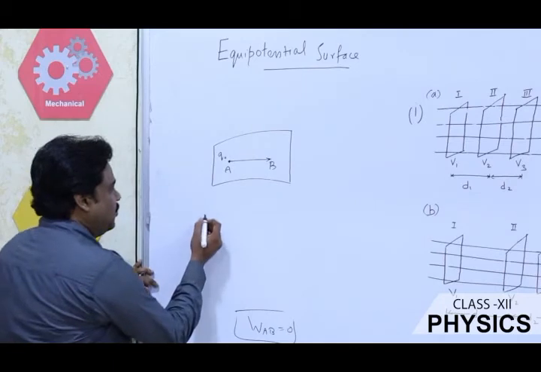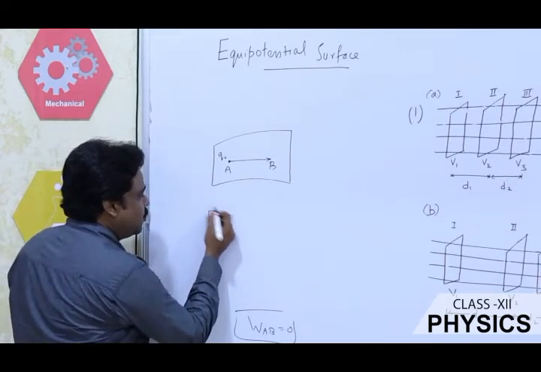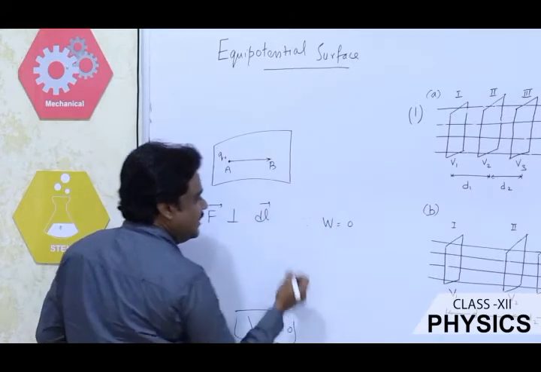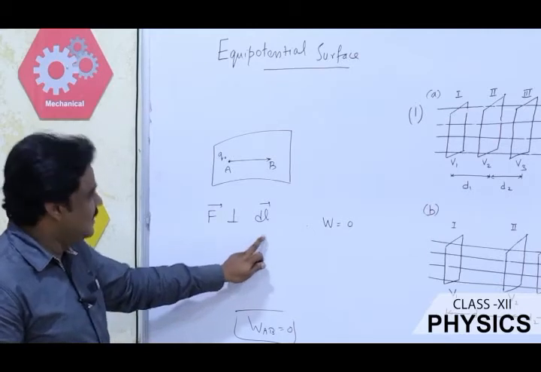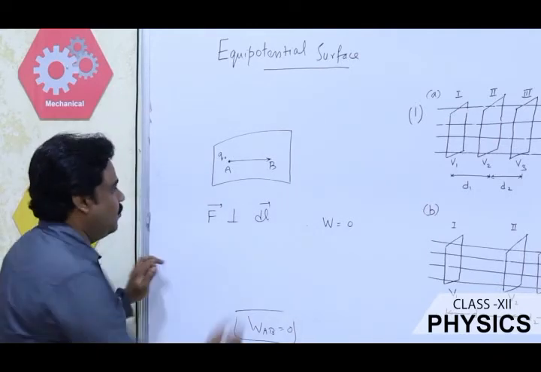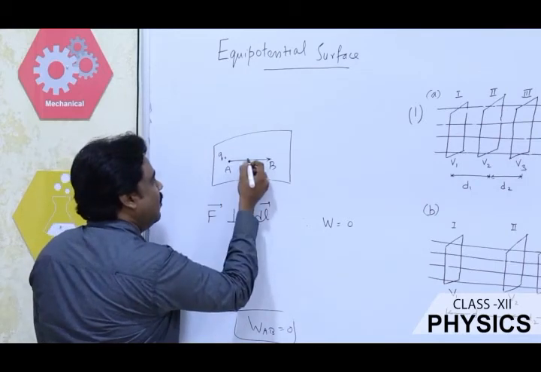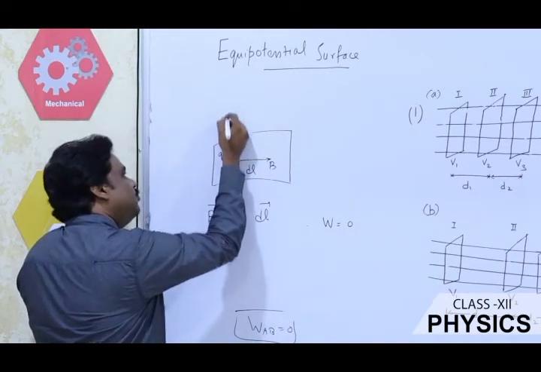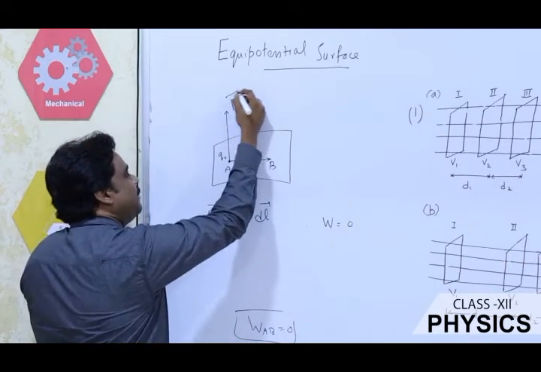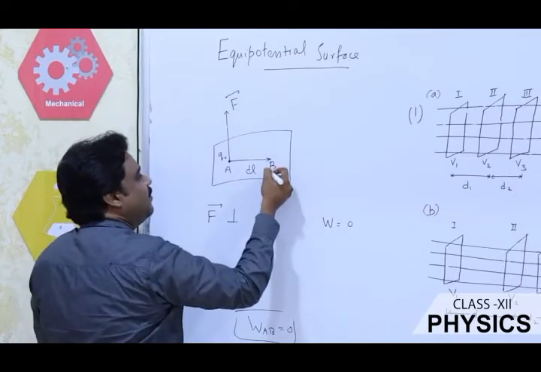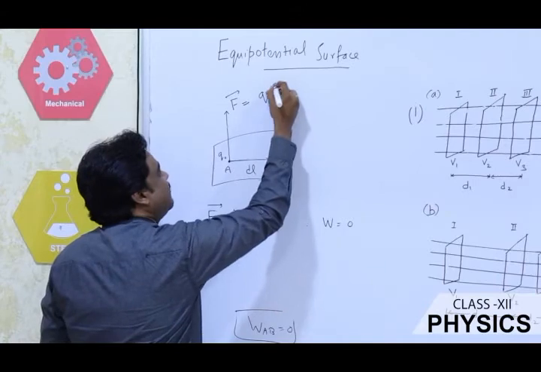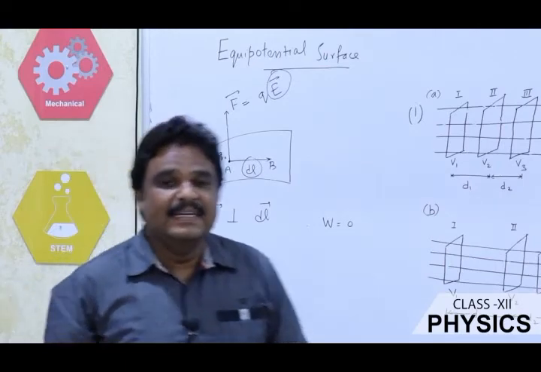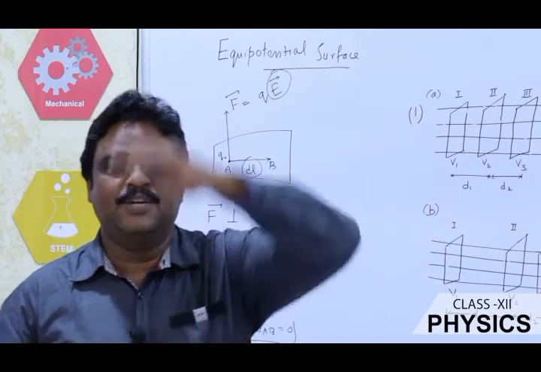So how to prove this? Since the work done is 0, the force should be perpendicular to the displacement; only then can the work done be 0. Now, what about the displacement? The displacement is along the equipotential surface. Therefore, the force should be perpendicular to the displacement. The force is the electric force qE, so E should be perpendicular to the displacement. Ultimately, the electric field is always at right angles to the equipotential surface.